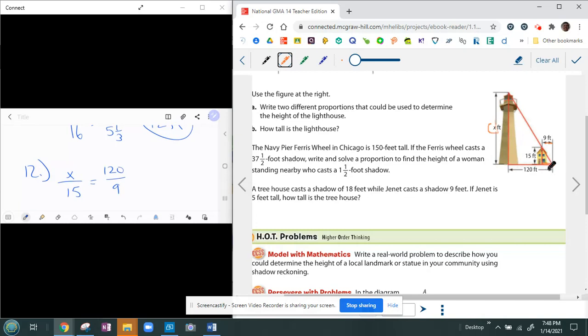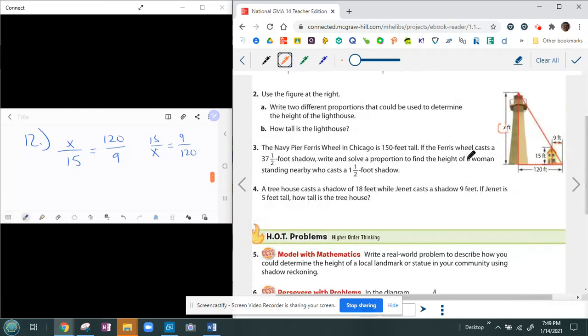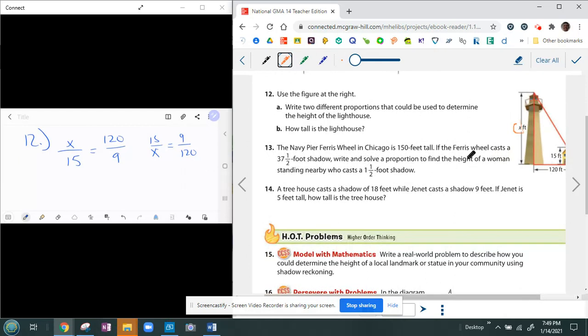So this bottom part for the lighthouse compared to this bottom part for the house would be 120 to 9. Lots of different ways we could do it, though. We could just flip that over, do it small to big. Okay, we change the order of the fractions. There's lots of different ways you can do that one. And then when we look at how tall the lighthouse is, we get 200 feet.